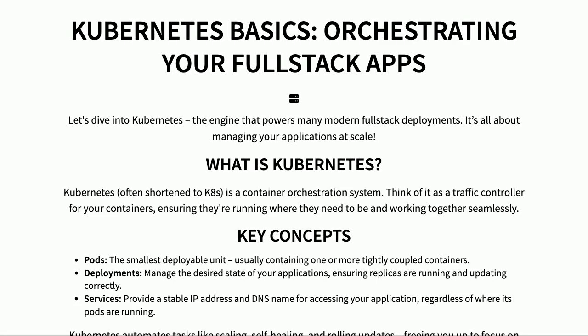Okay, so let's talk about Kubernetes. It's essentially a system that helps you manage your applications when they're running in containers. Think of it like a super efficient traffic controller for those containers, making sure everything is where it needs to be and working smoothly together. At its core, a pod is the smallest unit, usually just one container. Deployments are what keep track of how many copies you want running, and services give your application a stable address so people can always find it.